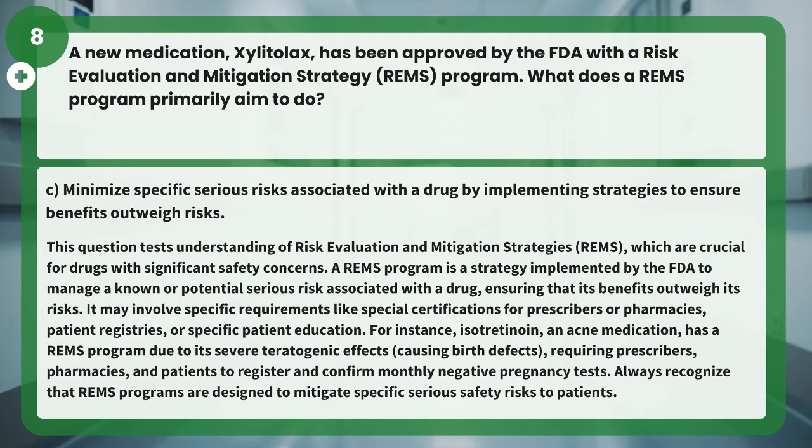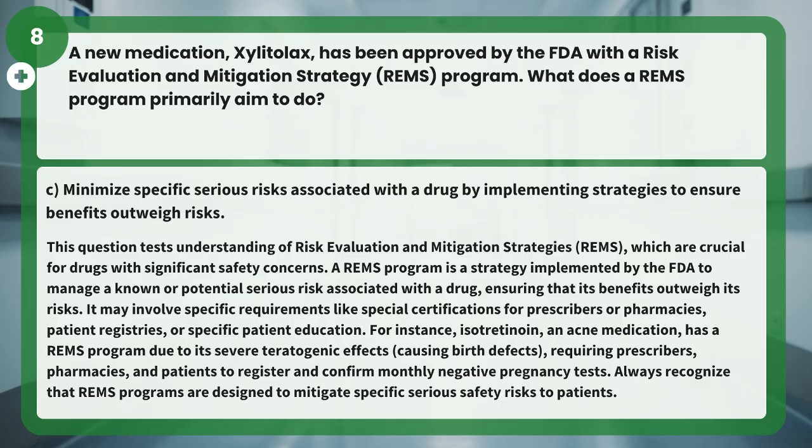Answer C. Minimize specific serious risks associated with a drug by implementing strategies to ensure benefits outweigh risks. This question tests understanding of risk evaluation and mitigation strategies, REMS, which are crucial for drugs with significant safety concerns. A REMS program is a strategy implemented by the FDA to manage a known or potential serious risk associated with a drug, ensuring that its benefits outweigh its risks.